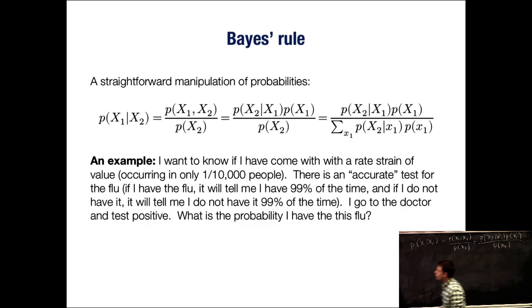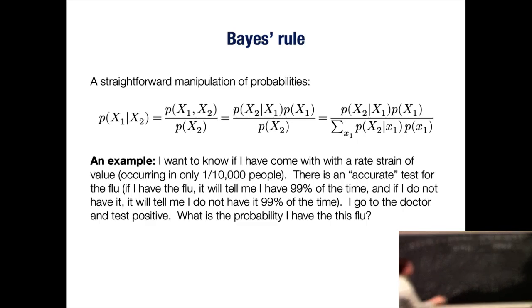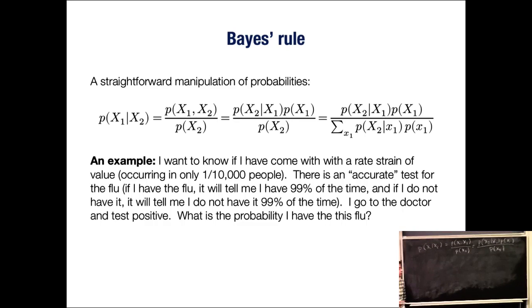And I'm writing out one more thing there: you can also write the denominator by marginalizing out over x1. So then you have terms that look just like the numerator, just summing out over x1 in the denominator. It's called a rule, but really it's just basic manipulation of probabilities, right? But it leads to some interesting things.